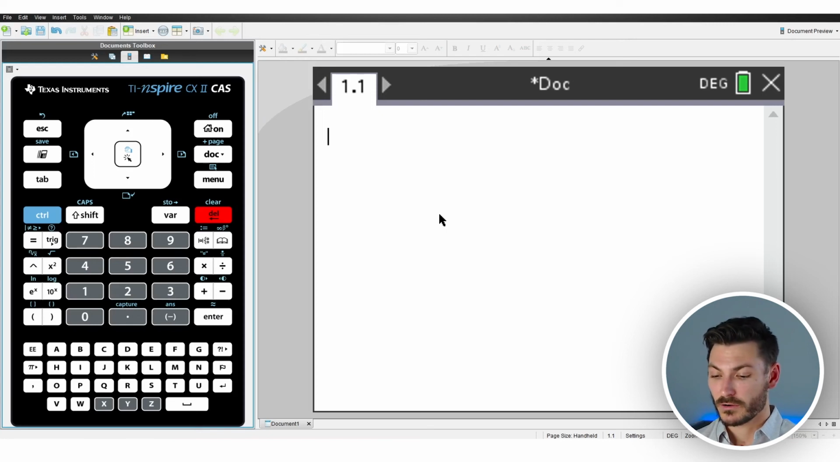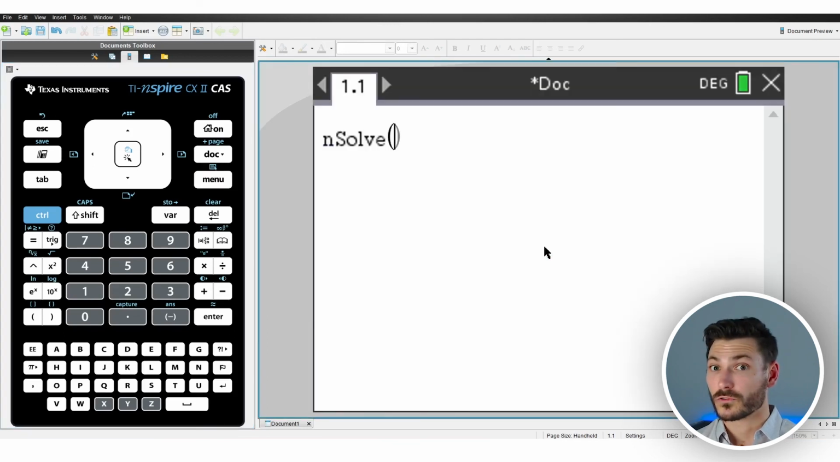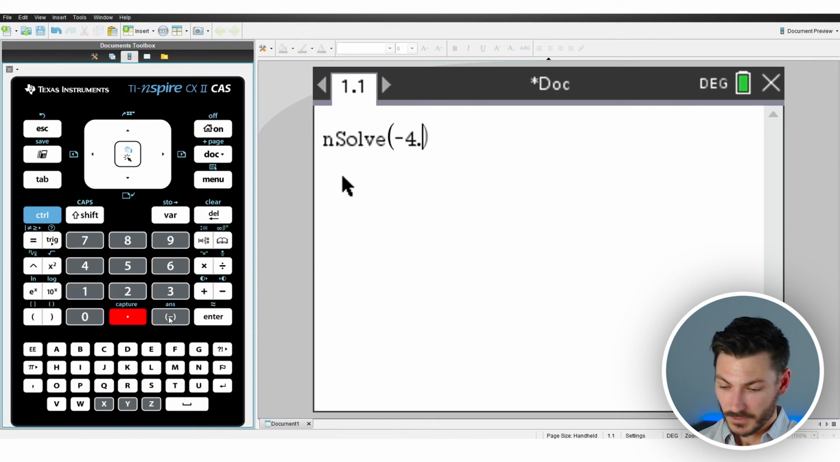The first is using numerical solve. So you go to menu, algebra, and then numerical solve, and you just put in what you want to solve and which variable to solve for. First, double check that you're in degrees mode because we want the angle in degrees. So now I'm going to pop this in here.